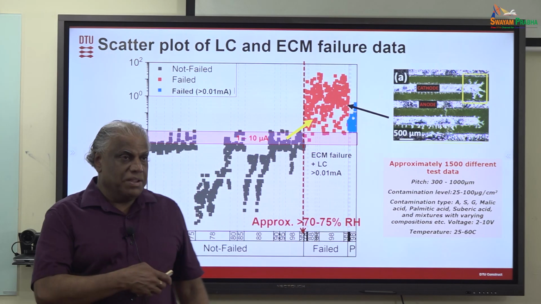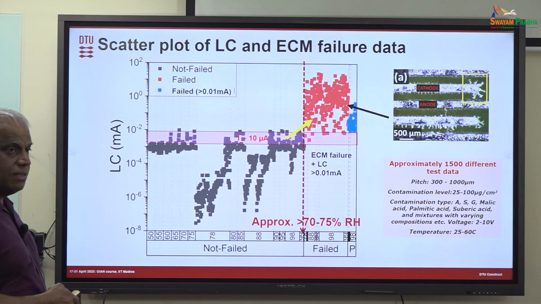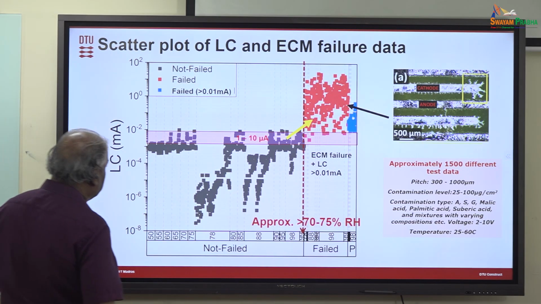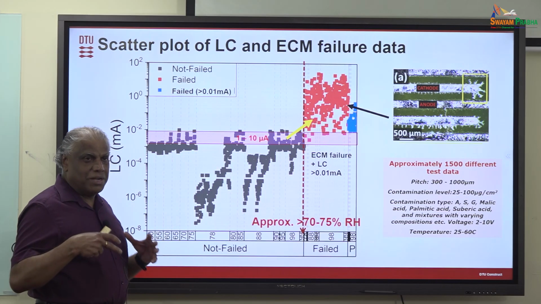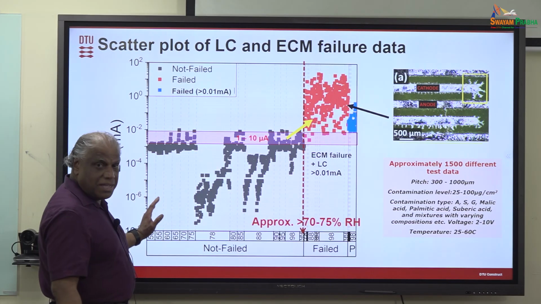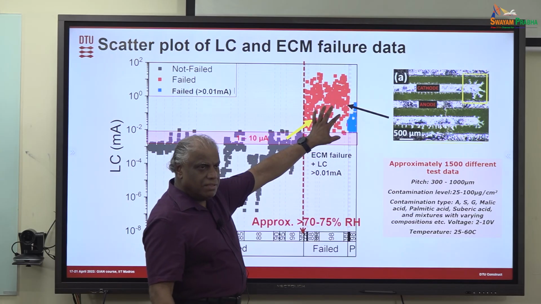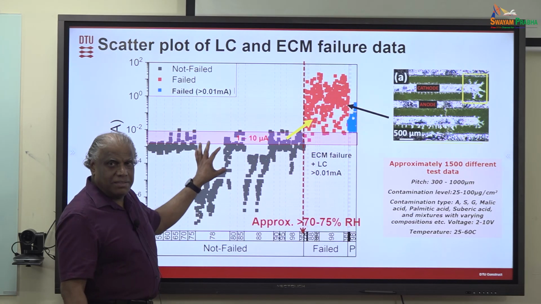What we did is make a scatter plot out of that. That scatter plot clearly shows the importance of all of what I'm talking about. If you look here, you can see there is a failed category and there is a non-failed category.